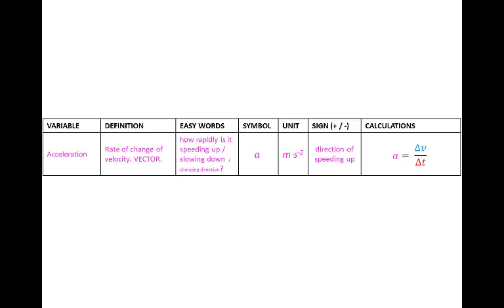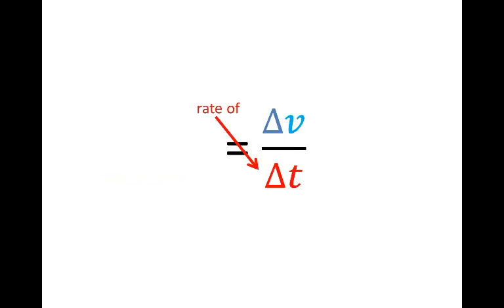Now let's speak about acceleration. Acceleration means the rate of change of velocity. Rate often means per time. Acceleration is change of velocity per time: how much the velocity changed in a certain time.